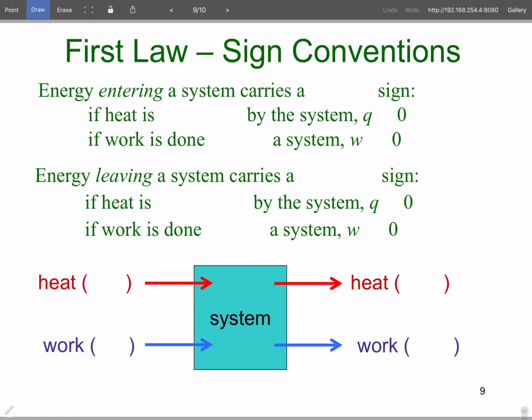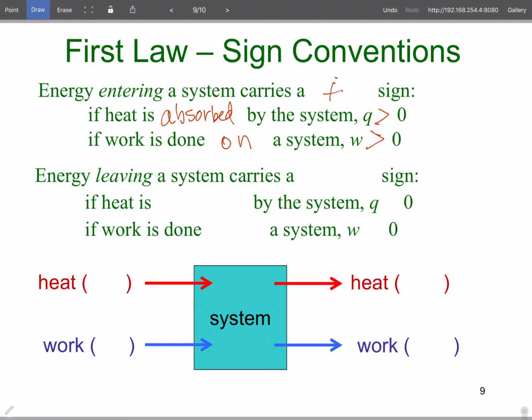So what are we doing here? Well, if energy is entering a system, it carries a positive sign. So if heat is absorbed by the system, then Q is greater than 0. If work is done on a system, then W is greater than 0. If it's entering a system, that means the system is absorbing the heat or having the work done on it.